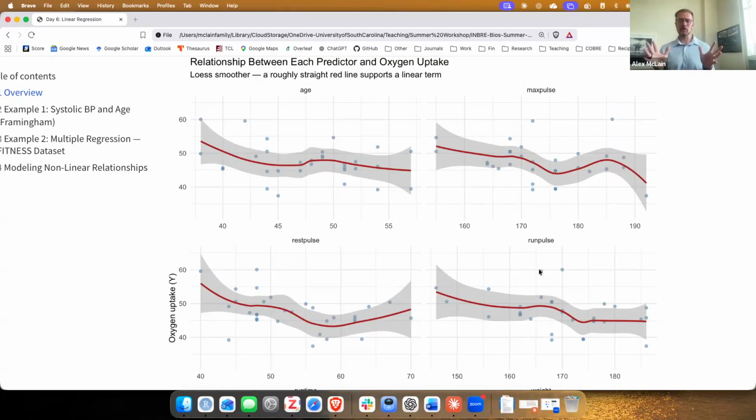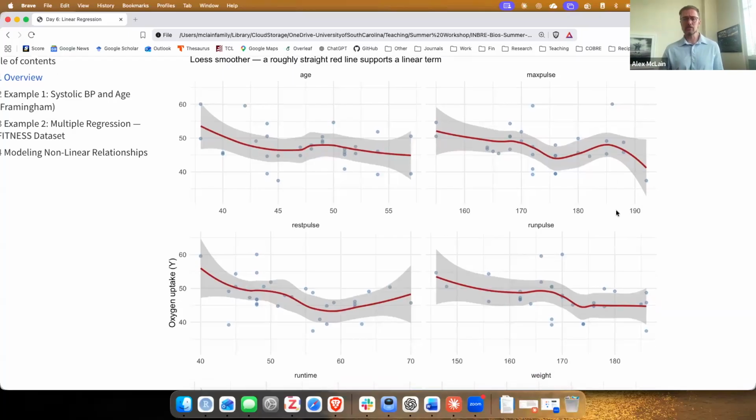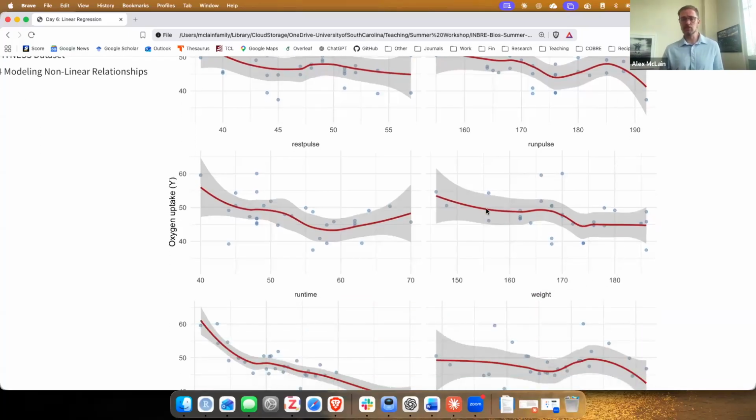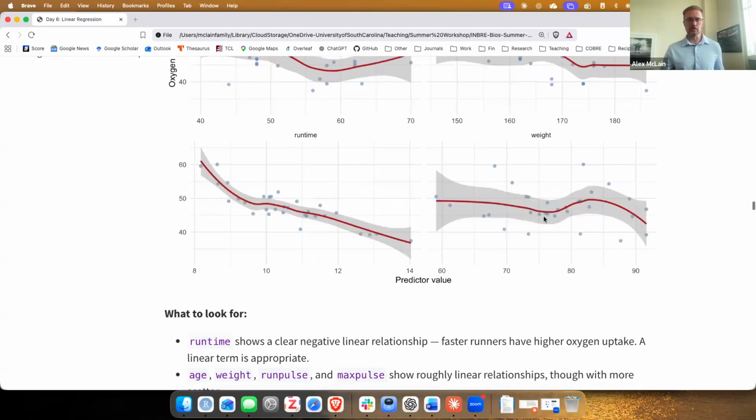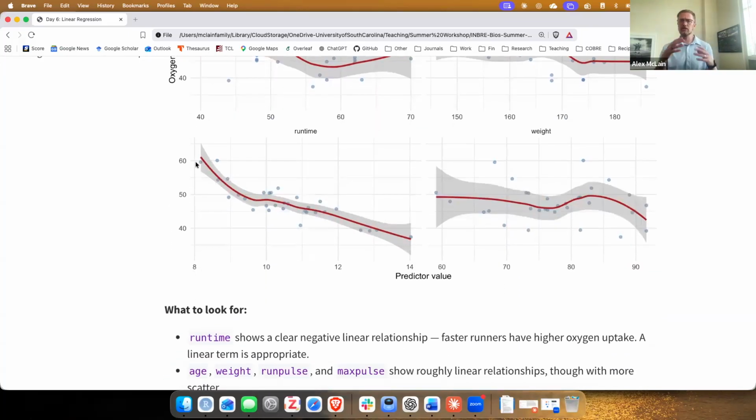The thing is that max pulse and running pulse themselves are going to be related to one another. So a higher max pulse is also going to mean a higher running pulse. So it's kind of hard to determine when we have variables that are so strongly related. Runtime here, clear relationship. When we have a longer runtime, we have a lower VO2 max. Relatively linear relationship, maybe some curvature towards the end here.